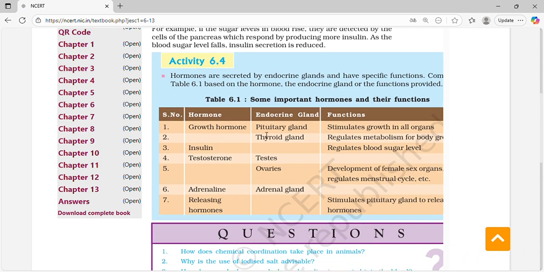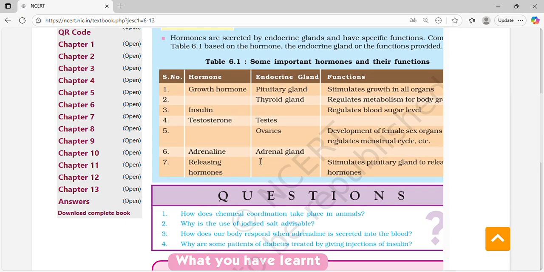Growth hormone, from the pituitary gland, stimulates growth in all organisms. The thyroid gland regulates metabolism for our body growth. Insulin regulates the blood sugar level. Testosterone from the testis and estrogen from the ovaries regulate the development of sex organs and the menstrual cycle. Adrenaline comes from the adrenal gland. Releasing hormones stimulate the pituitary gland to release hormones.